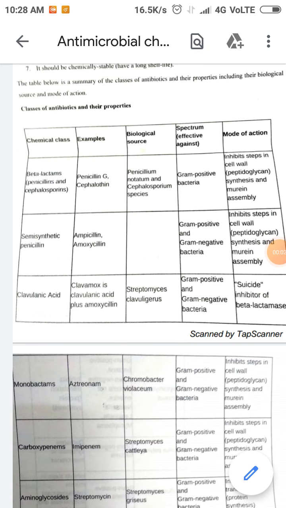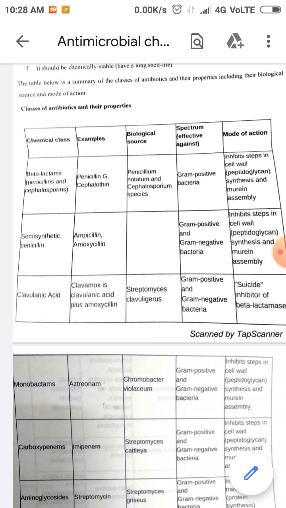Good morning, girls. Today we are going to talk about antimicrobial chemotherapy and the classes of antibiotics and their properties. Yesterday we saw what antimicrobial chemotherapy is. The definition is that it is used to cure infectious diseases by fighting against pathogens using drugs with selective toxicity. So, what is selective toxicity? The ability of the drug to kill the microorganism without affecting the host.